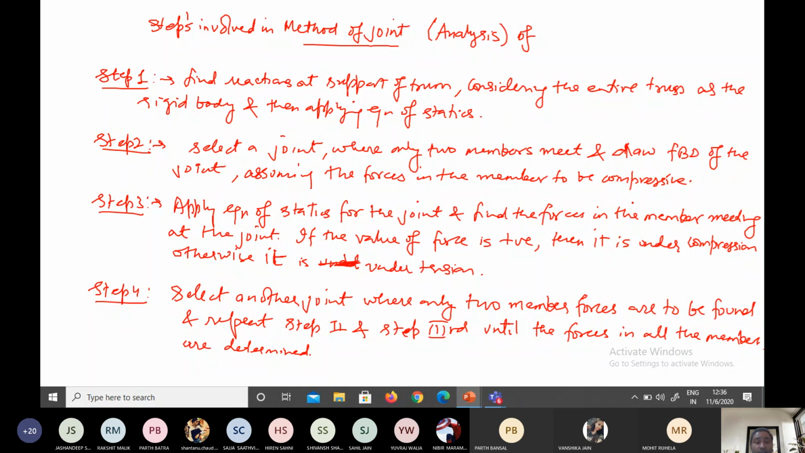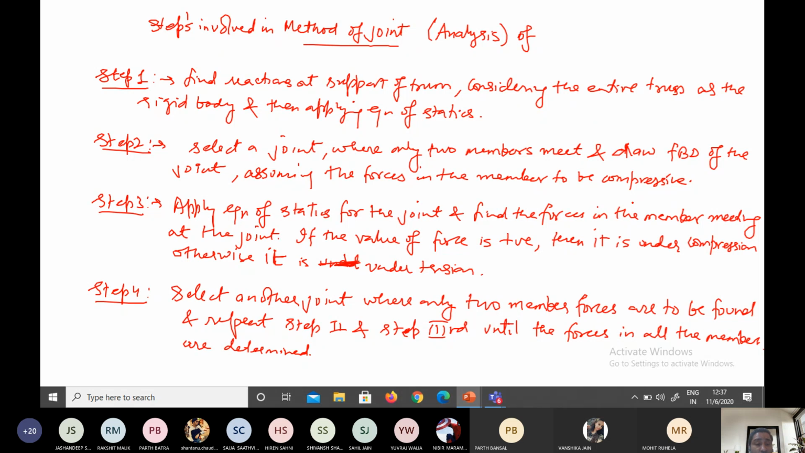Now comes step number three. Step number three says that then apply the equations of statics for the joint. Then we will apply the equations of statics and find the forces in the members meeting at the joint. Now the important point here: if the value of the force is positive, then it is under compression, means we have to write C, and otherwise if it is in tension, we have to write T. That means if it is positive, we will write compressive C, and if it is negative, then we have to write T, tensile. So this is step number three.